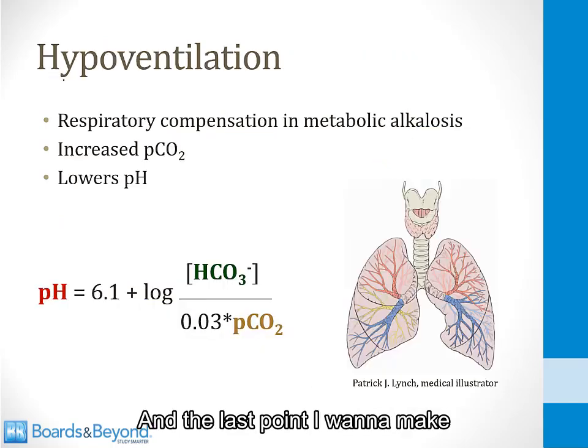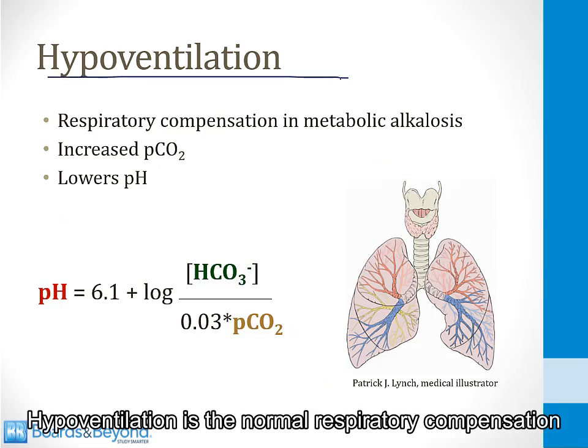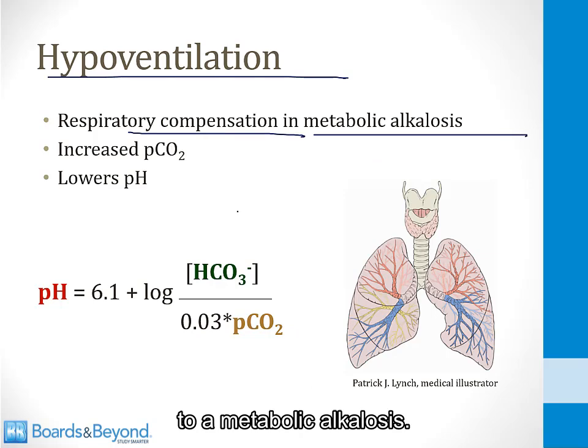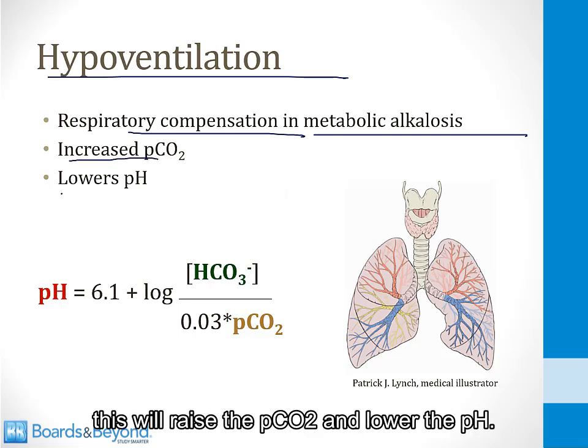And the last point I want to make in this video is about the lungs. Hypoventilation is the normal respiratory compensation to a metabolic alkalosis. So in the setting of a metabolic alkalosis, whatever the cause, the respiratory rate is going to fall. This will raise the PCO2 and lower the pH.